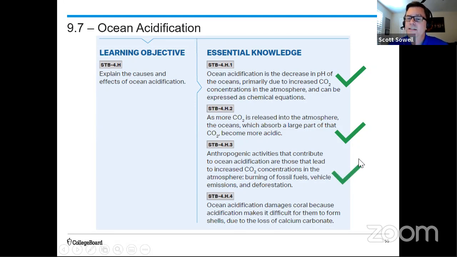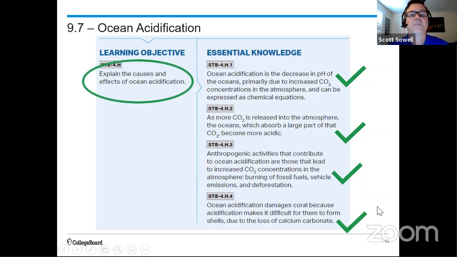What activities? We didn't spend a lot of time talking about this because I know you've talked about it before, and Ms. Fassler has mentioned it, but burning fossil fuels, vehicle emissions, deforestation, so the slowing down of the amount of carbon that can be taken down during photosynthesis and sequestered in large forests. And then finally, going back to our coral reefs and other shellfish, they have a very difficult time forming their shells. And therefore, we can explain the causes and effects of ocean acidification.